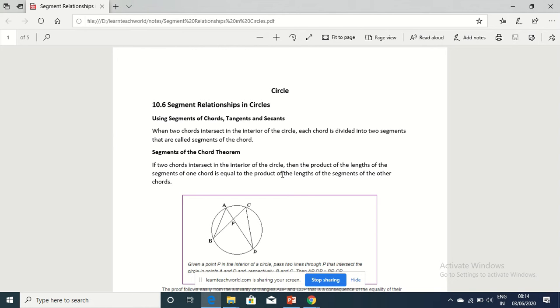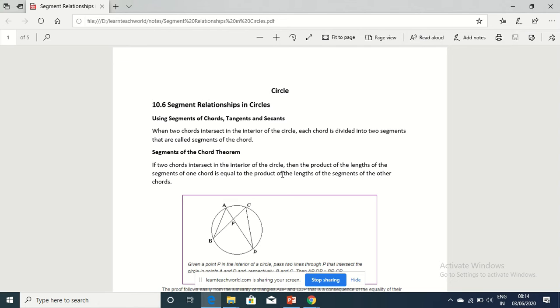Segment relationships in circles. In this chapter we will see that there are three different things in a circle: the chord, tangent and secant. There are certain properties which we will learn about today.